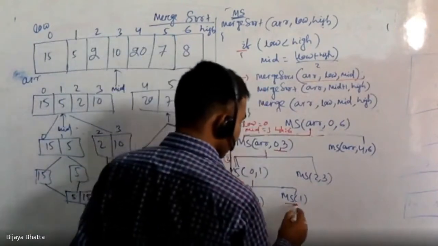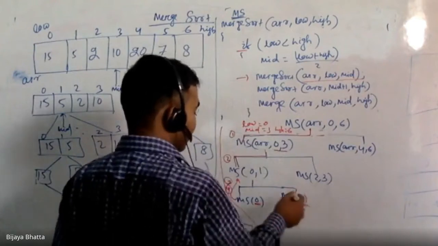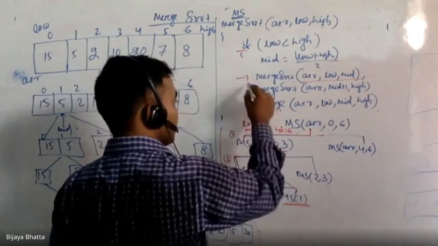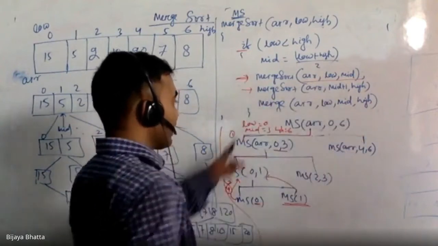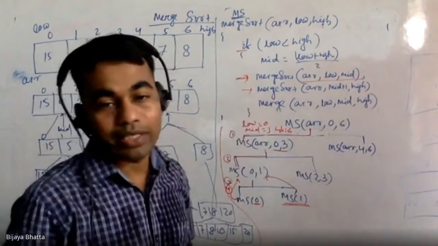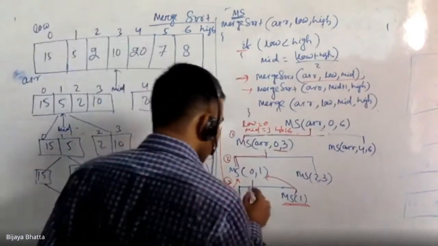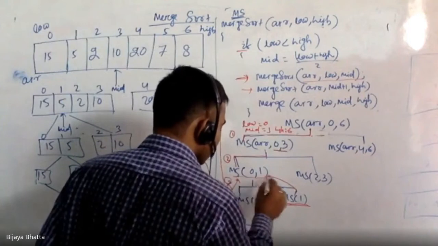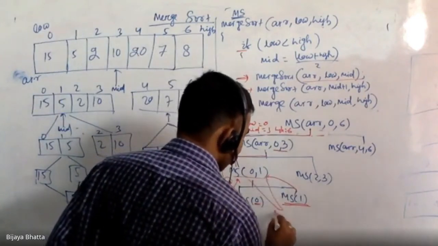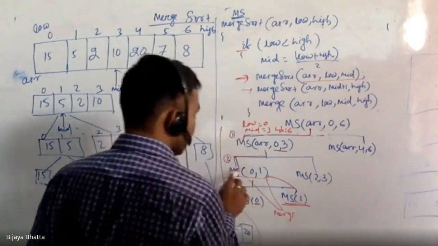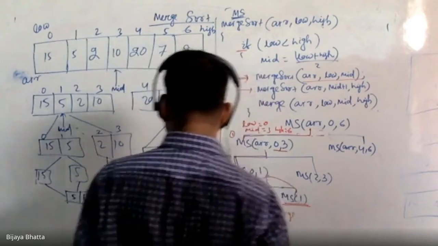So this is merge sort 1. It is also a single element, so it will return. That means the left part is done, and the right part is also done. Then I need to merge. This is the important thing: once this is done, it will call the merge function, merging this 0 and 1, on low and high.